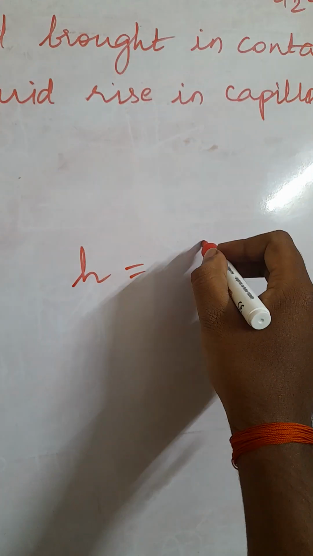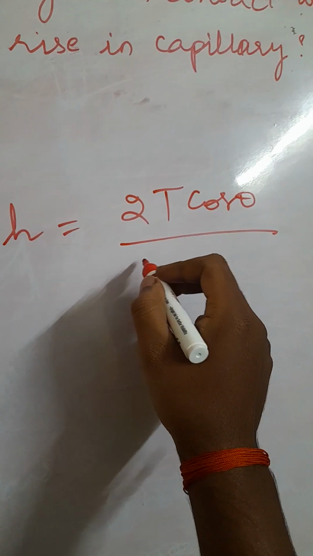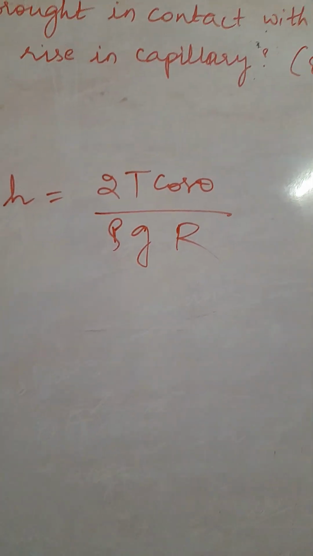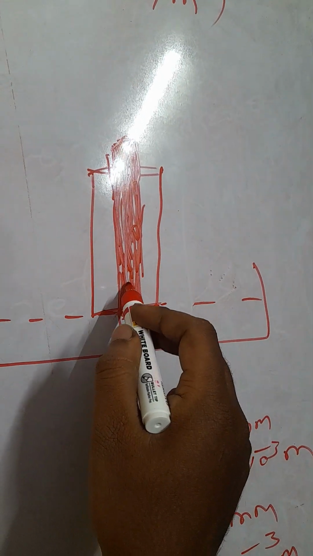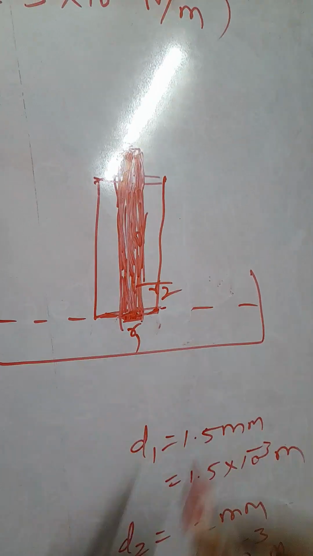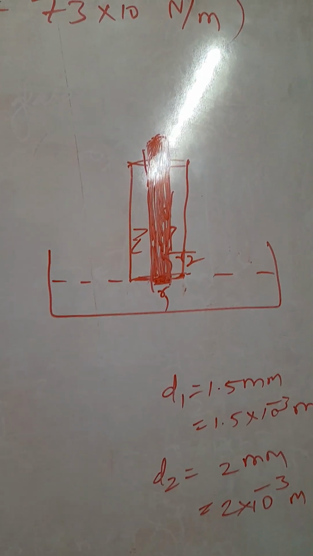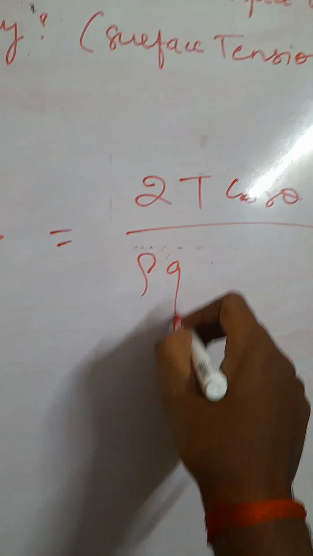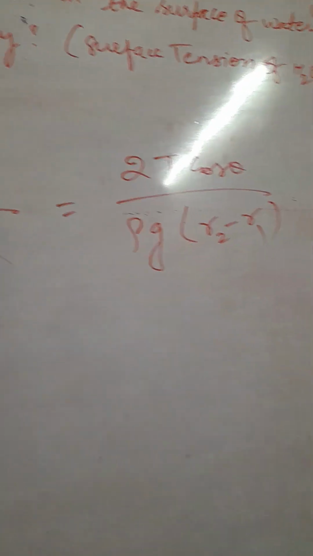So h is equal to 2T cos theta divided by rho g R, where R is the radius of the glass tube capillary. But if we look here, if we take this one as R1 and the other radius as R2, we can clearly see the water enters only inside this region. So I'm modifying the equation again: rho g times (R2 minus R1), because this is the region where water is entering. Okay, now let's substitute the values.